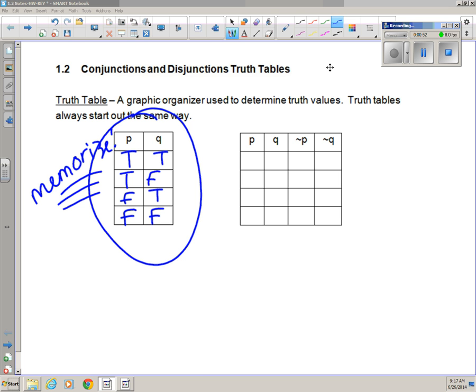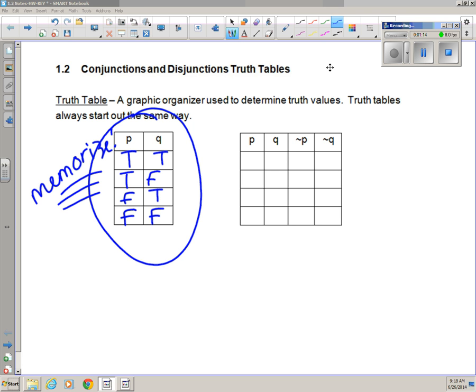So whether you're going to memorize across, like I just read, true, true, true, false, false, true, false, false, that's fine. Or if you want to memorize your statement truth value straight down, that's okay too. So P is always going to be TTFF and Q is always going to be TFTF. You need to figure it out, but you need to memorize it in this order.